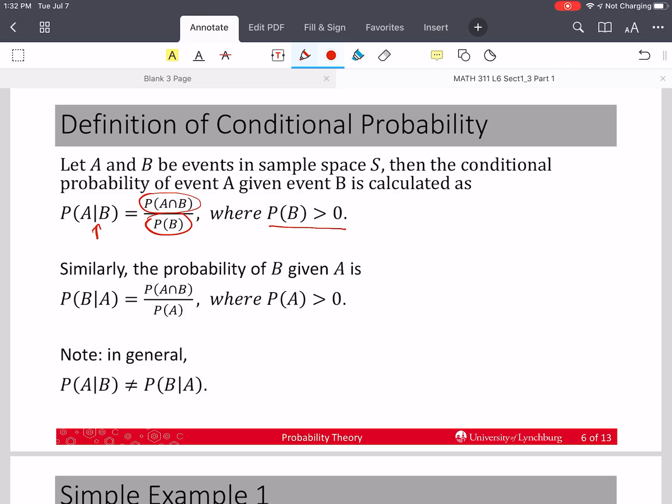Now, let's look at what happens if we reverse this. If we say the probability of B given A, the numerator stays the same, because remember that we can change the order of the intersection and it gives us the same answer. But now, whatever is given, we divide by that total probability. Here, for the first one, the given is on the bottom. And here, the given is on the bottom. And now, the probability of A has to be positive. So in general, these two conditional probabilities are not the same. The only way they are the same is if the probability of A equals the probability of B. That's the only special case.